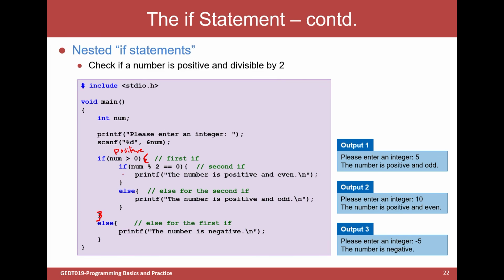And inside this if statement, if the number is positive, do another check. What is the other check? If the number modulo 2 is equal to 0. Modulo 2 means there is no remainder from the number, the modulus operator. So if the number has no remainder, that means it's equal to 0, that means the number is even. So in this case, I will print even number.